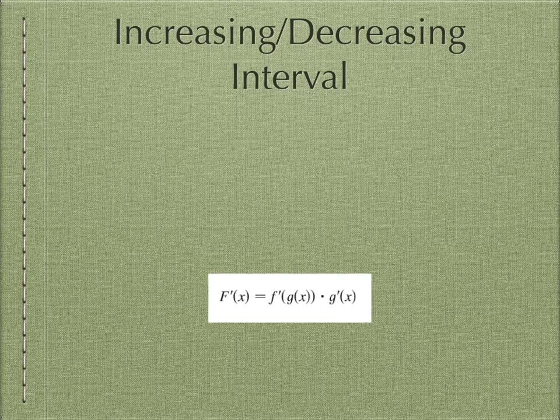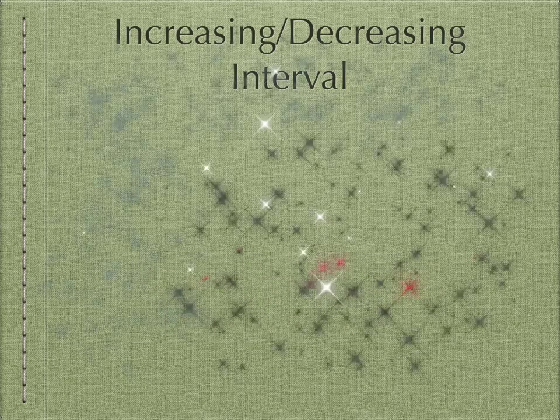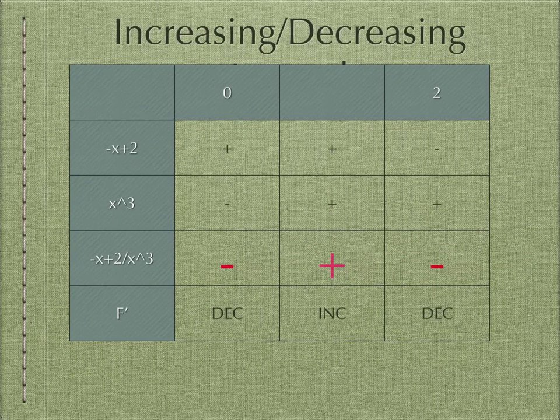Okay, after we find our derivative, what we do is we set that equal to 0, and we get 2 points, let's say 0 and 2 in this example. These examples show you the decreasing and increasing. As you can see on the red, negative infinity to 0 is negative, between 0 and 2 is positive, so our graph is increasing there.